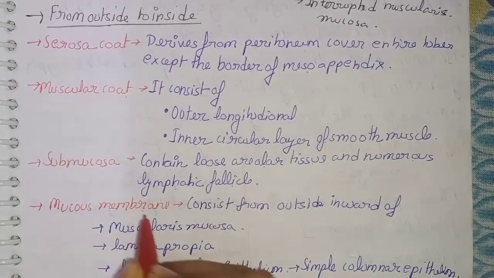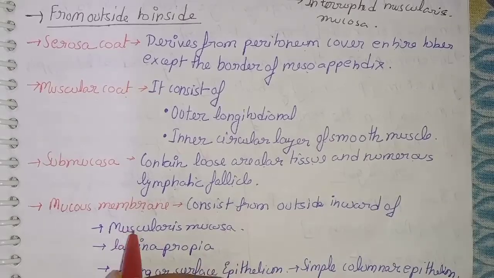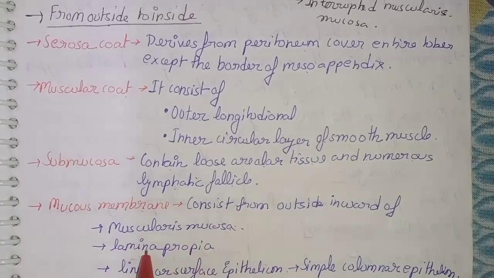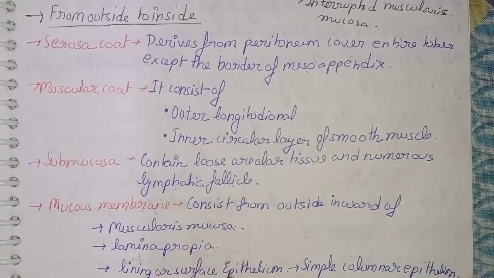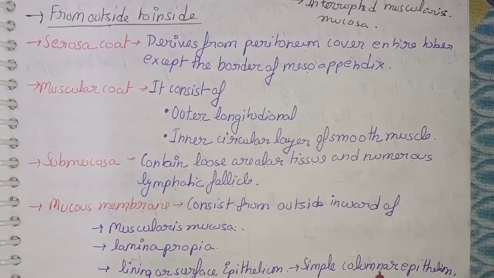Now coming to the mucous membrane, it consists basically of three parts. From outside to inward it is muscularis mucosa, lamina propria and the lining or surface epithelium. Now what is the surface epithelium of the appendix and of the whole large intestine? It is simple columnar epithelium.